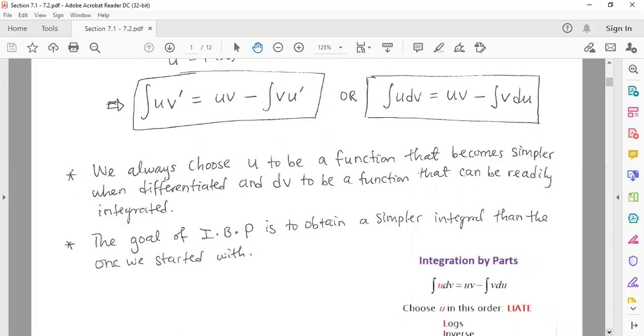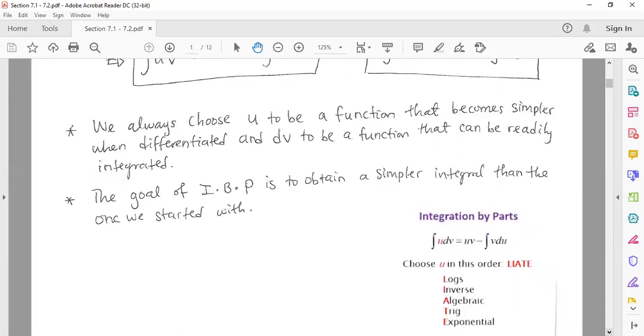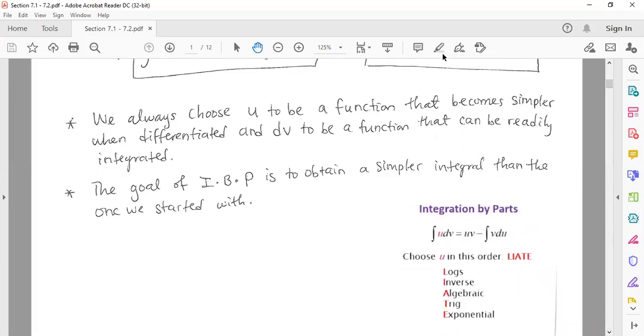Now I chose to add these things here. I'm just going to explain it quickly. All right. So let me see if I can get my annotation again. Now, if you can choose your u successfully, then automatically the other function is just dv, all right? And what concept is there to help us choose the correct u? It's this thing here, called LIATE, all right? How does LIATE work? LIATE means you're going to choose u in this order, all right?